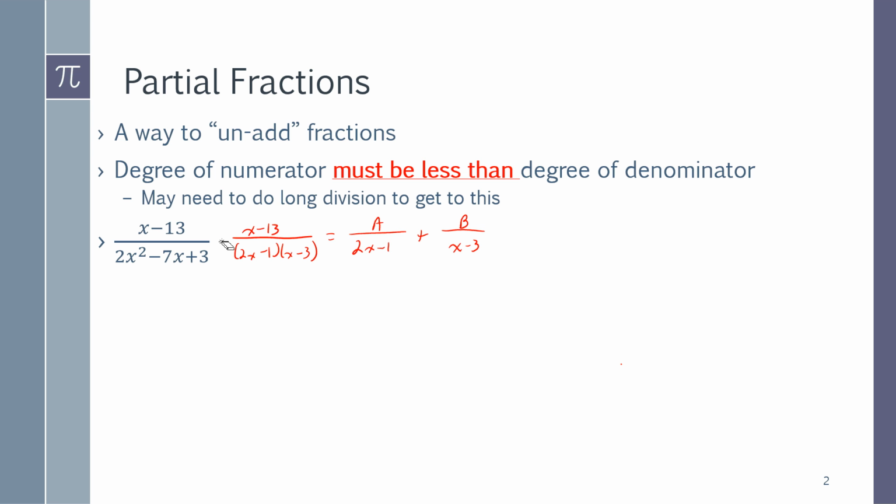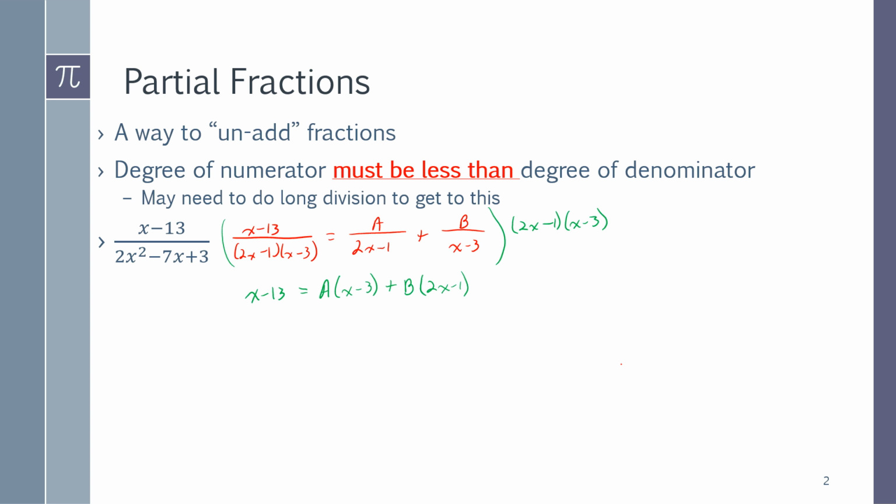The easiest way to do that is to say, let's not have fractions. So I'm going to multiply my entire equation by the common denominator of 2x minus 1 times x minus 3. Since I'm doing this to both sides of the equation, this is allowed. So I'm going to have x minus 13 equals A times x minus 3, since the 2x minus 1 cancels, plus B times 2x minus 1, since the x minus 3's cancel.